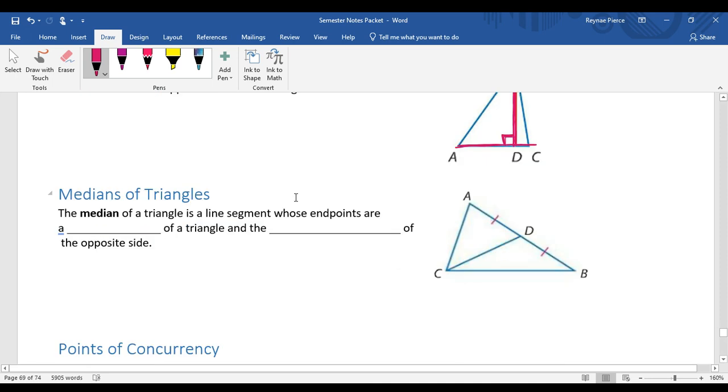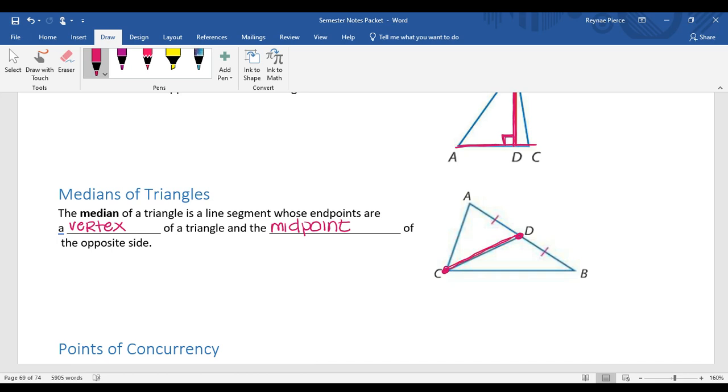The second segment we're going to talk about that we haven't yet is the median. A median's endpoints are a vertex of a triangle, like point C here, and the midpoint of the opposite side. Okay, D is the midpoint of AB, which is opposite that vertex C. So CD in this picture is a median.